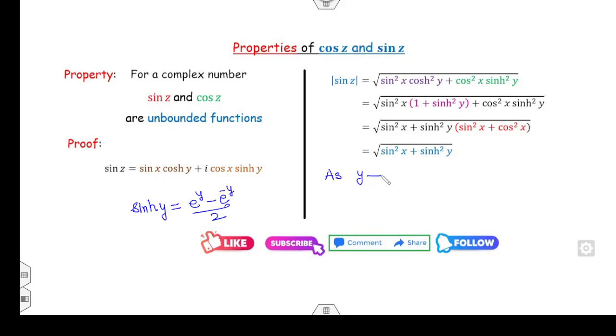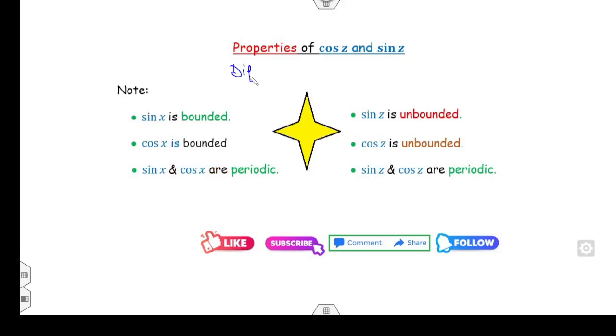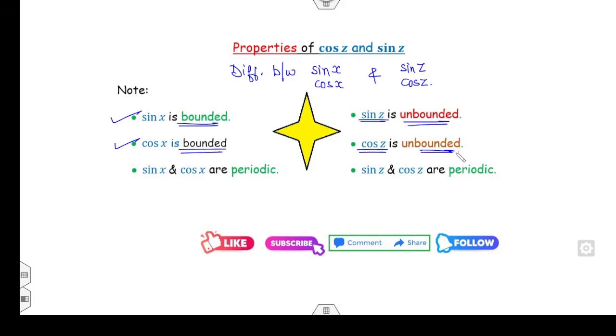Now, what will happen if y approaches infinity? Then the value of sin hyperbolic y will also go to infinity, and once this value goes to infinity, sin of z goes to infinity, therefore sin of z is an unbounded function. Similarly, you can prove that cos of z is an unbounded function. So the first difference between sin x, cos x and sin z, cos z is that sin x and cos x are both bounded functions. However, sin z and cos z are unbounded functions.